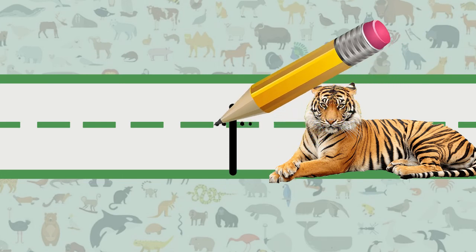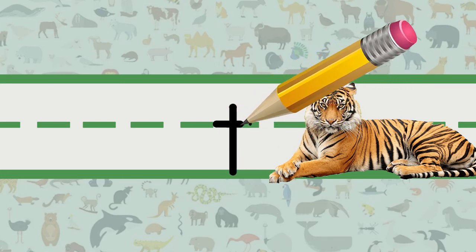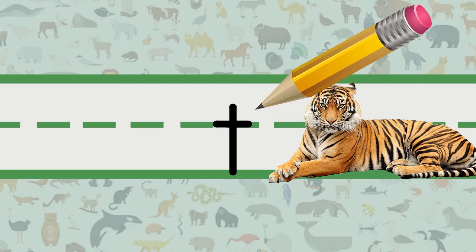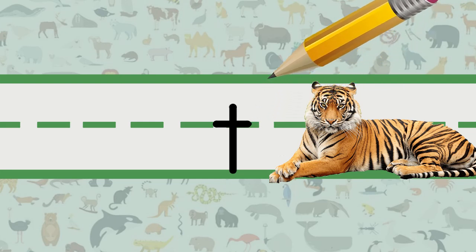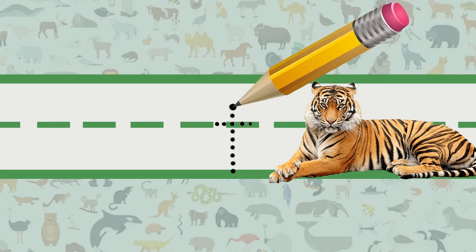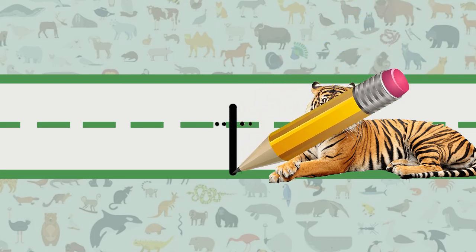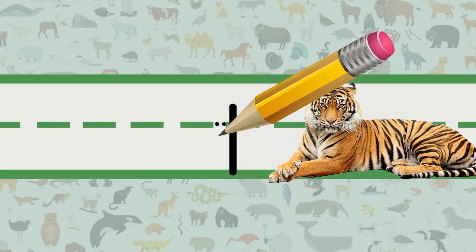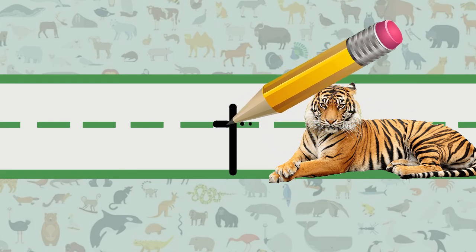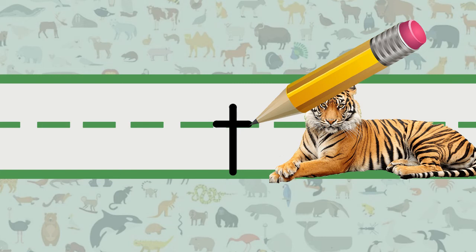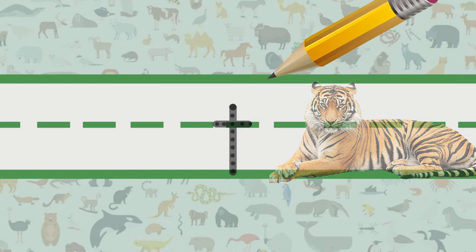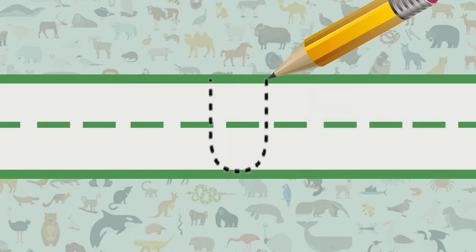Then go back to the middle and draw a straight line left to right. Good job! Let's do that again. Start above the middle and draw a straight line down to the bottom. Then go back to the middle and draw a straight line left to right. Good job! Now let's write the letter U.